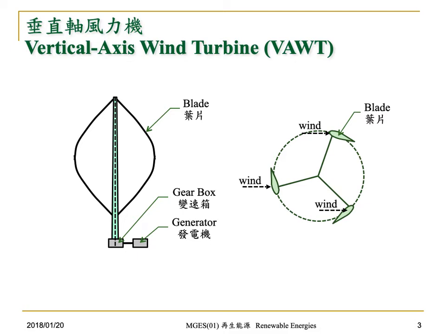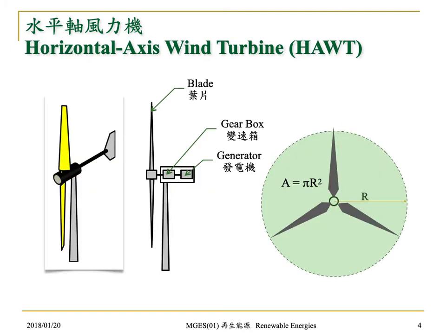It's called a vertical axis wind turbine because the rotation axis is vertical. That's why we call it the vertical axis. In contrast to the vertical axis is the horizontal axis. They also have a blade, gearbox, and a generator.